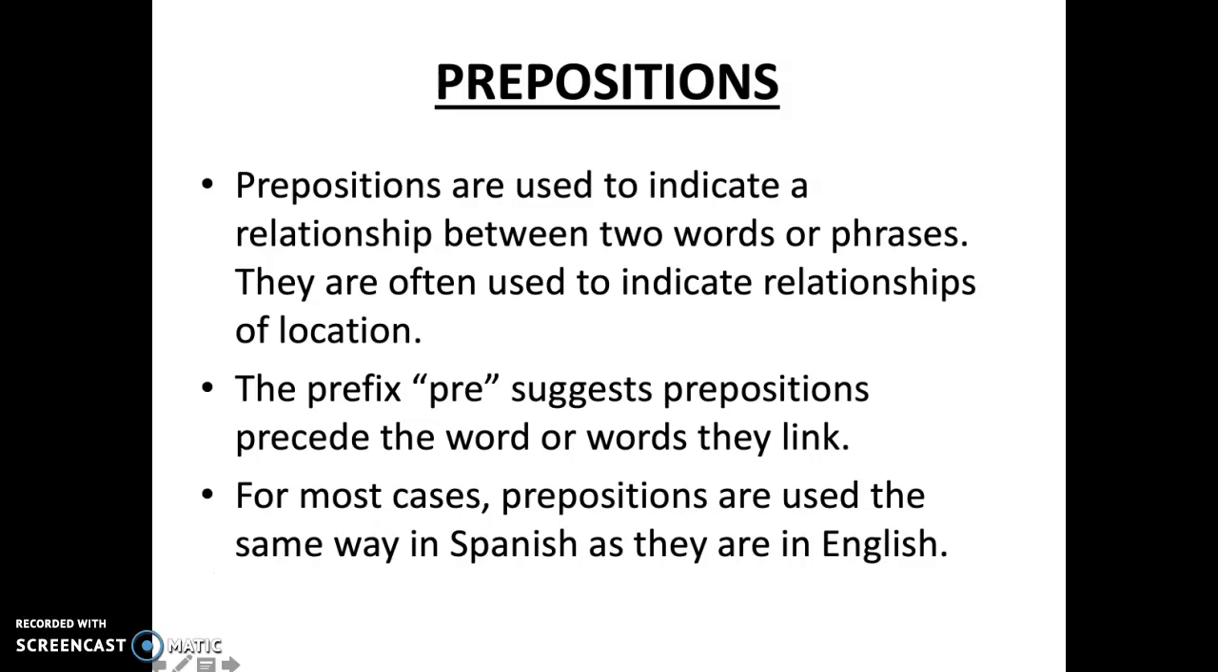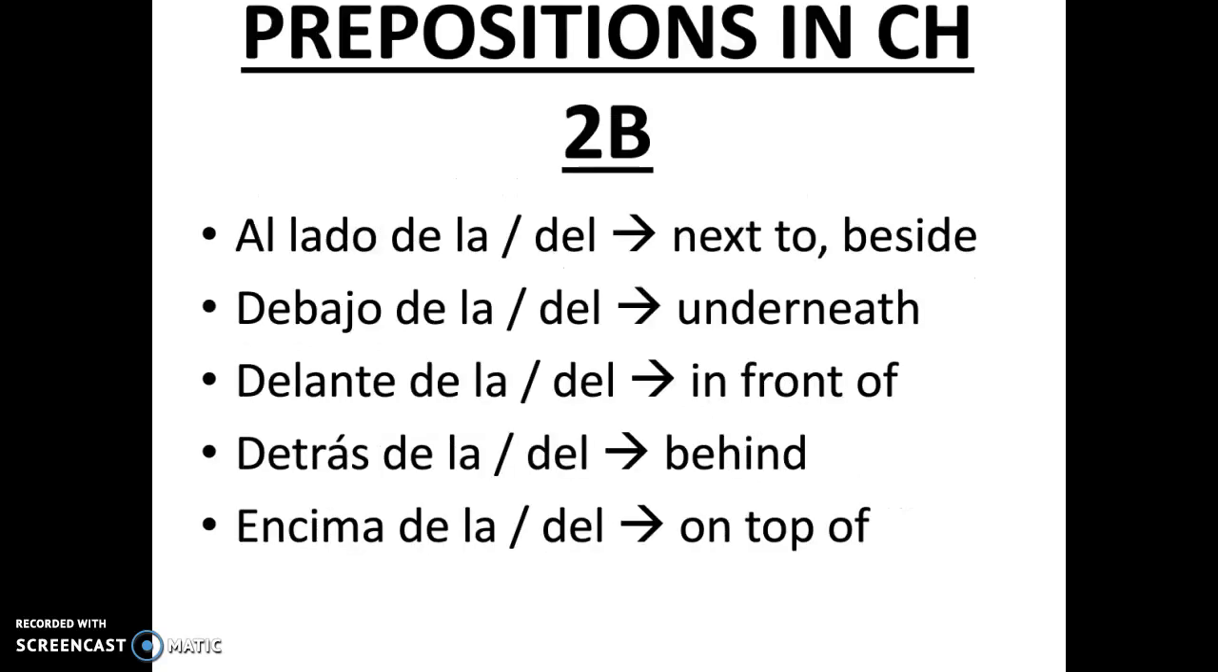First, prepositions are used to indicate a relationship between two words or phrases. They are often used to indicate relationships of location. Remember, your prefix pre suggests that prepositions precede the word or words that they link together. For most cases, prepositions are used the same way in Spanish as they are in English. Let's look at our prepositions in chapter 2b.